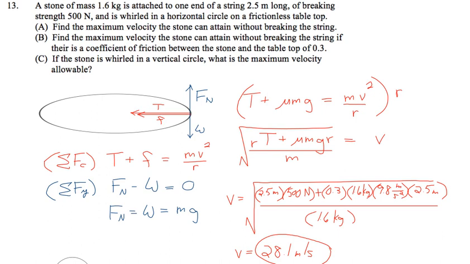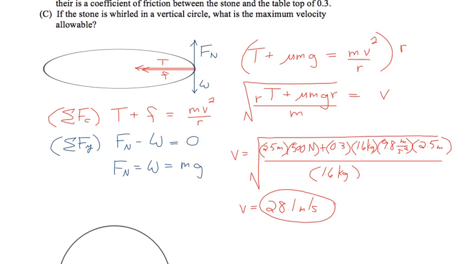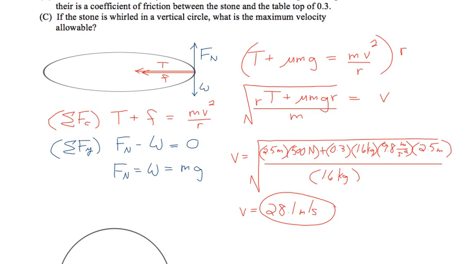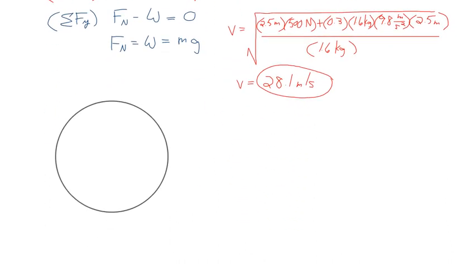So in part C, we're going to have a vertical circle. So I'm going to take this and make it into, now look at the difference between the two pictures. In part A and B, we're making the circle look like that. So that's how we represent horizontal circles. This is how we represent vertical circles. That way I know you're drawing a vertical circle.